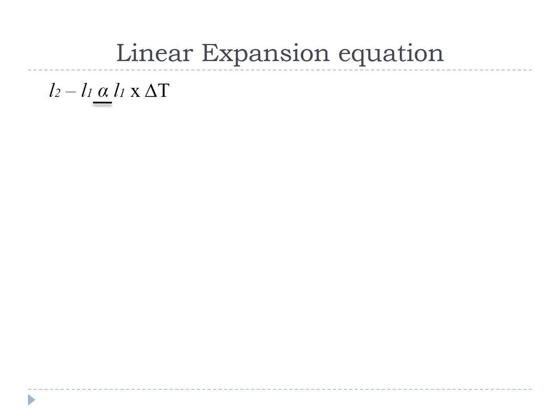So the change in the length is directly proportional to L1, and it's also proportional to delta T, that is the change in the temperature. What is the initial temperature and what is the final temperature? What is the difference between the two? The more the difference, the more will be the increase in the length. So here I have written L2 minus L1, the change in the length, is directly proportional to L1, the initial length, and delta T, the difference between the temperatures.